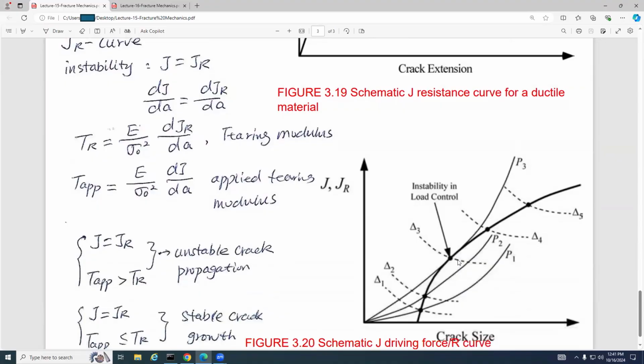So you can see, for this instability in load control, this load control is unstable. Once it happens, as you can see, usually the slope of this curve is higher than the slope of this curve, the R curve. So usually for load control, it is unstable.